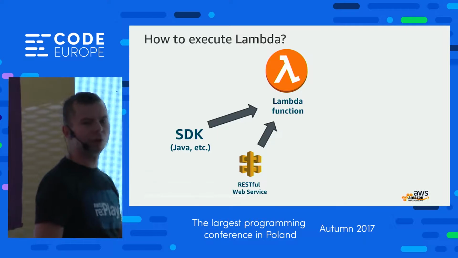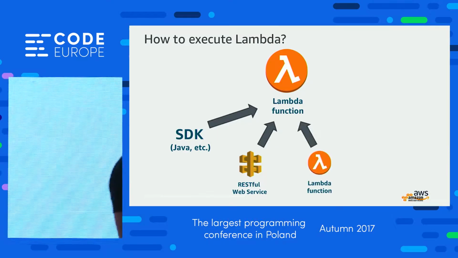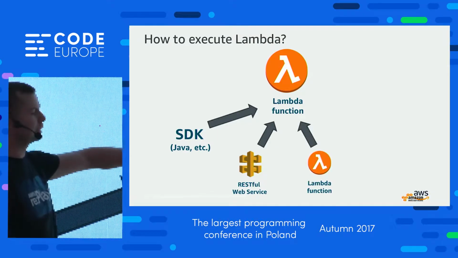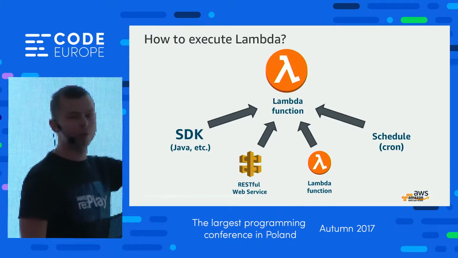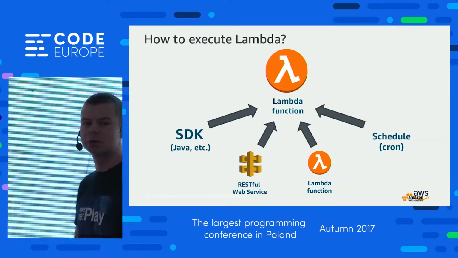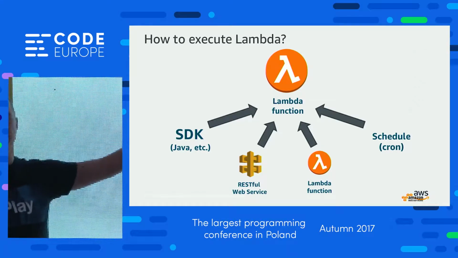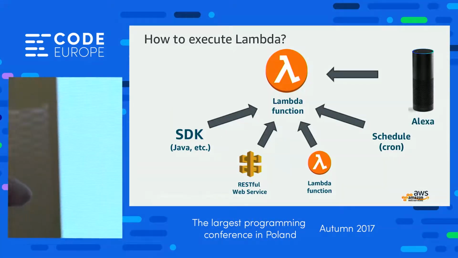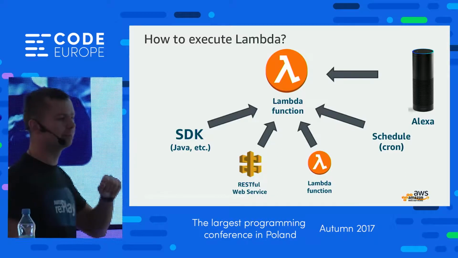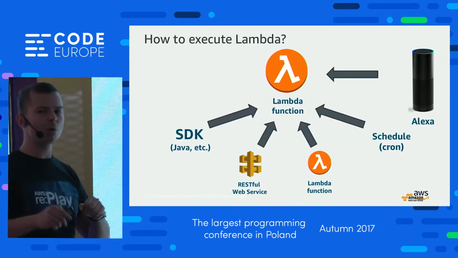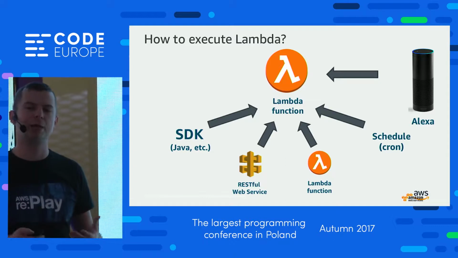We can, of course, invoke our Lambda from a different Lambda. We can schedule Lambda so that AWS will invoke it every 10 minutes, every 10 hours, and so on. And usually Lambda will be the brain of Alexa, and we will also do this in the 5th step of today. So now we will jump in, and I will try to build the application.